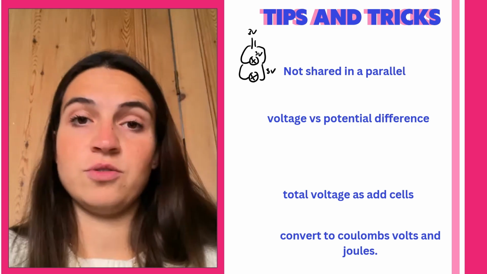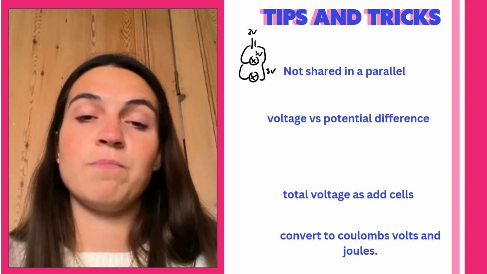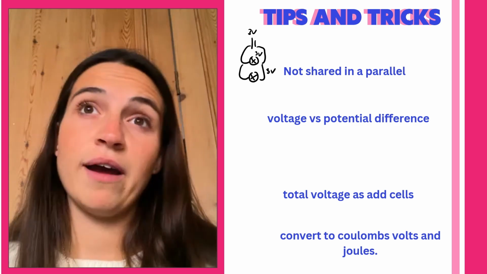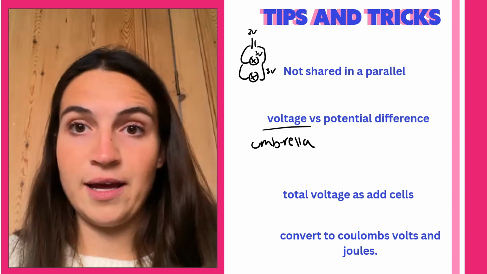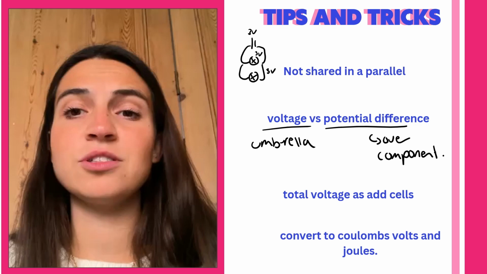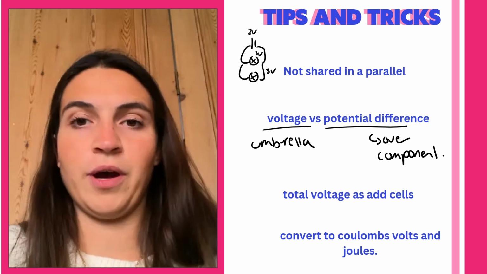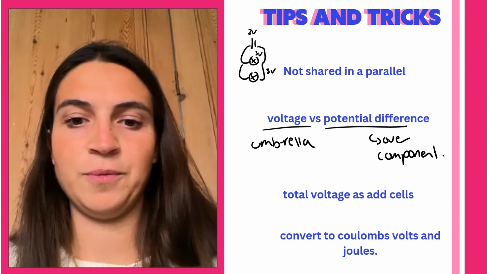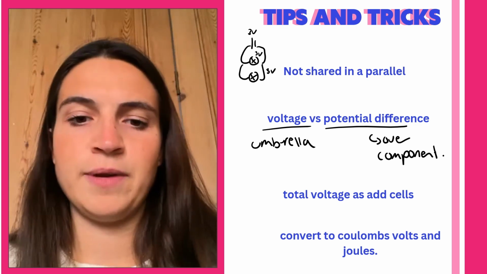Voltage versus potential difference. You might sometimes hear it called voltage. You might sometimes hear the term potential difference. At GCSE, they are kind of interchangeable, but voltage is a slightly more umbrella term of energy per unit charge. And potential difference is when you're talking about the voltage over a component. So a potential difference of 1 volt over a bulb, for example. But for GCSE's sake, you can kind of use them interchangeably.